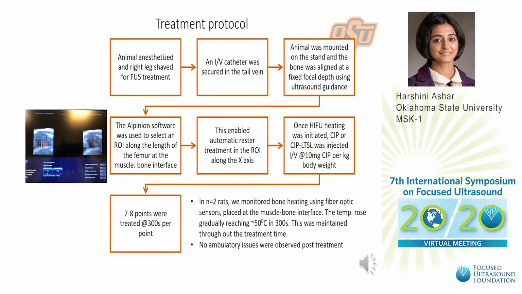Once the bone was aligned, the software was used to select an ROI at the muscle-bone interface as seen in the figure on the left. For automatic rastering along X-axis, upon initiation of FUS treatment, free Cipro or Cipro LTSLs were injected via tail vein at 10 mg Cipro per kg body weight. 7 to 8 points were treated at 300 seconds per point, covering the entire length of the femur.